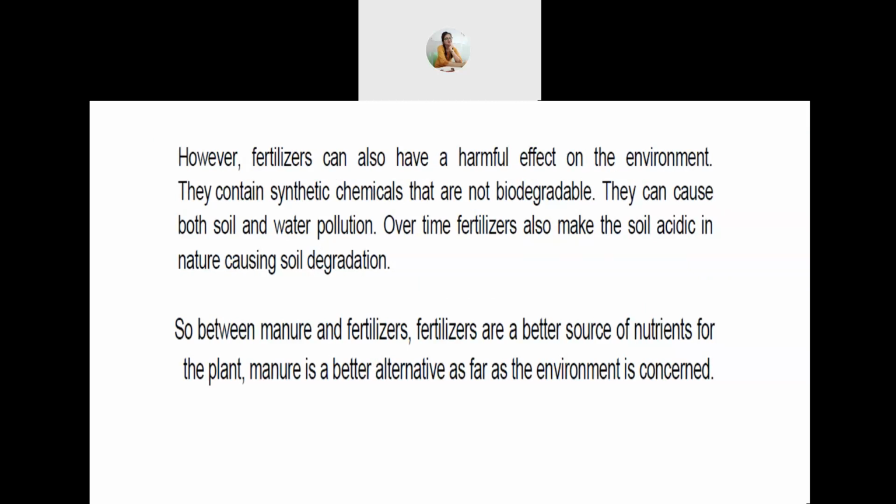However, fertilizers can also have a harmful effect on the environment. They contain synthetic chemicals that are not biodegradable. They can cause both soil and water pollution. Over time, fertilizers also make the soil acidic in nature, causing soil degradation. So between manure and fertilizers, fertilizers are a better source of nutrients for the plant. Manure is a better alternative as far as the environment is concerned.